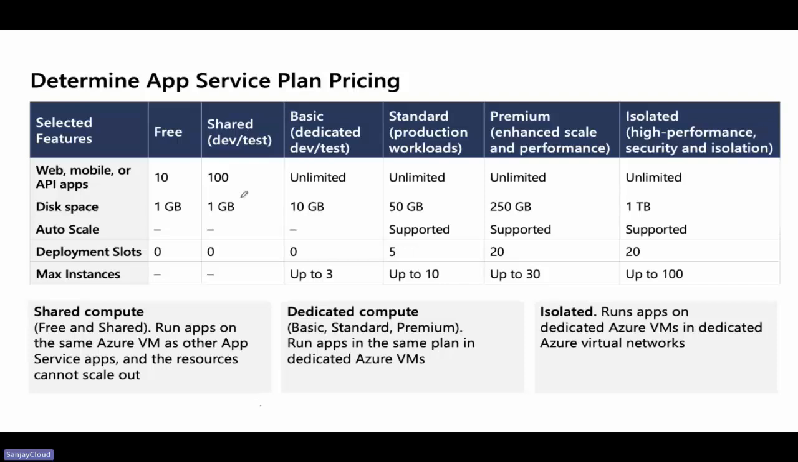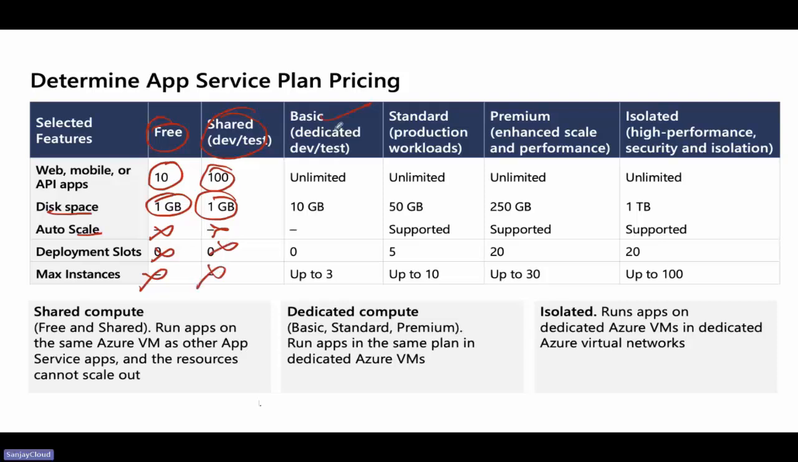When it comes to pricing, it will be based on the app service plan which you select. First we have the free app service plan, in which you can host 10 applications, either web, mobile or API applications. Disk space, you will get 1 GB storage space. Auto scaling is not supported here. Deployment slots are also not supported. Maximum instances, manual scaling is also not supported here. Shared, which we can use in dev and test environments: we can host 100 applications, you will get 1 GB storage, and no support for auto scaling, deployment slots, or maximum instances.